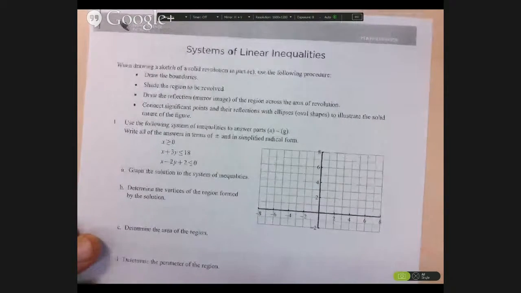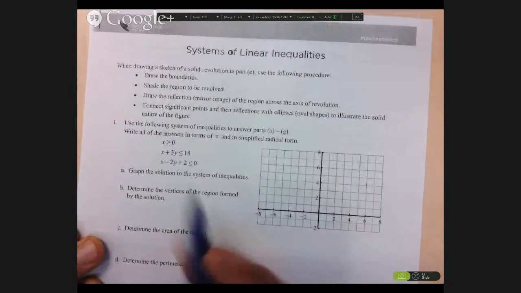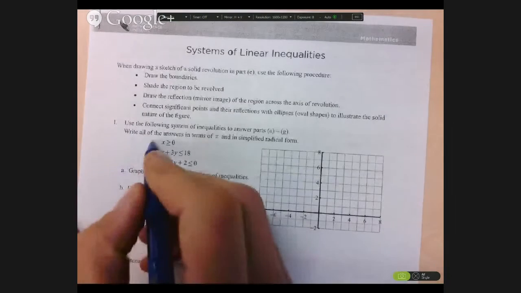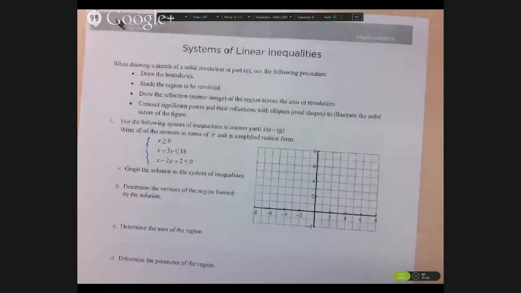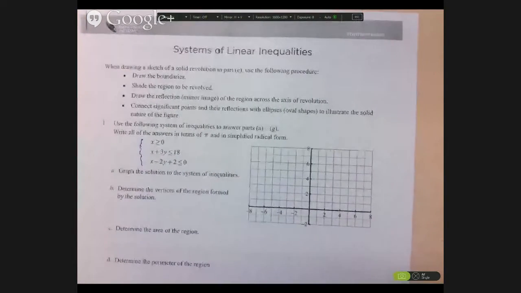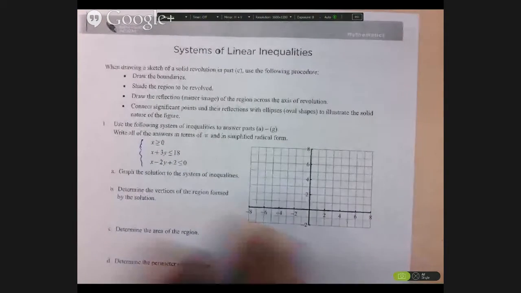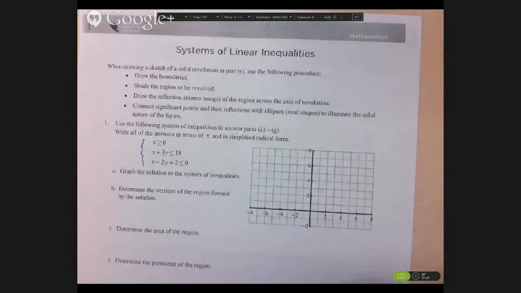Okay, systems of linear inequalities. All right, let's look at this system here, which we talked about yesterday, right? I need to graph that. That's my first step. So where's x greater than or equal to 0?